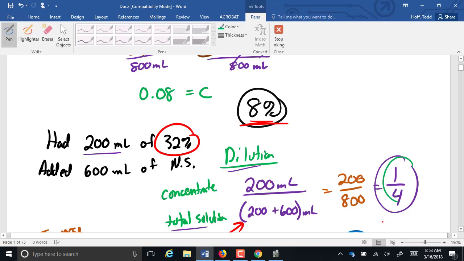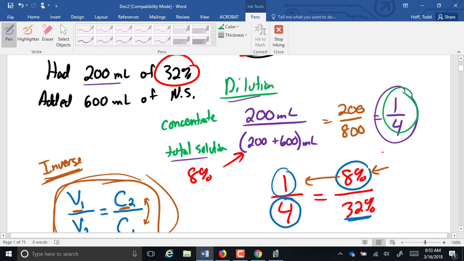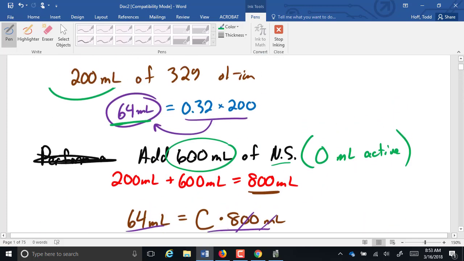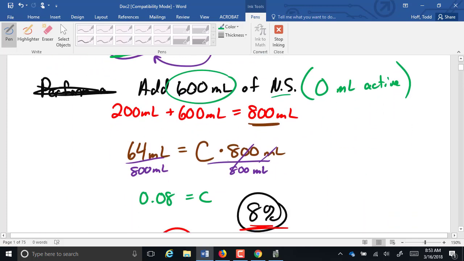Well, we had the 1 in 4 dilution. We could have just put the 32 here, did 1 times 32 divided by 4. But what we did is we used the total volume, since I gave you the total volumes. We had 64 milliliters of concentrate in that original solution. So the new volume was 800, so we divided by 800 to get the 0.08, which is 8%.